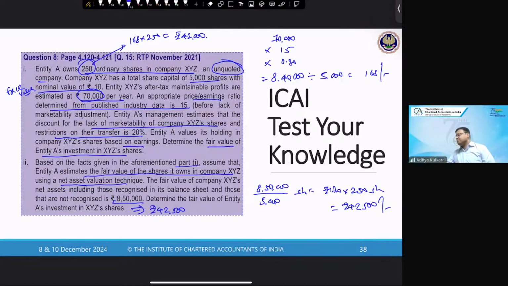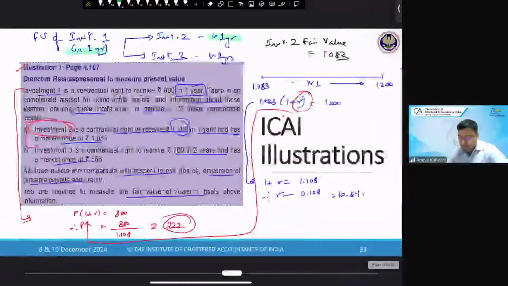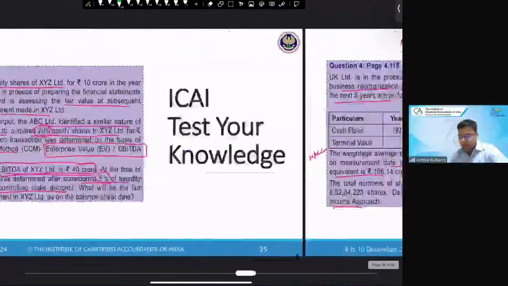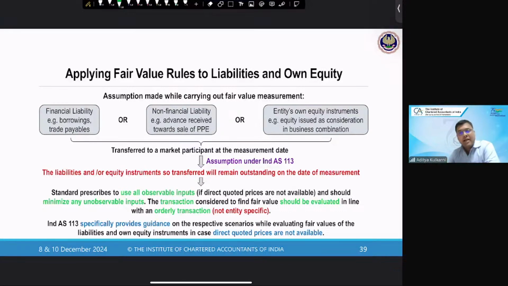Any doubt so far? No doubt. So that closes question number 8 as well. Very, very important questions from the perspective of understanding the valuation techniques, approaches to valuation. All right. Shall we proceed further? Yes, sir. Okay. So with this, we come to an end for fair value measurement of assets.